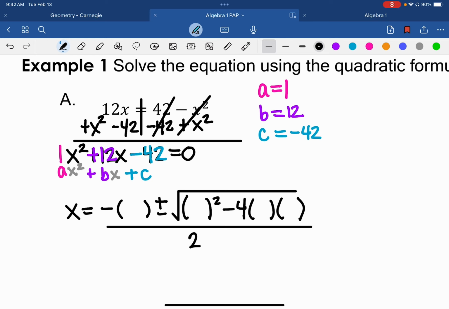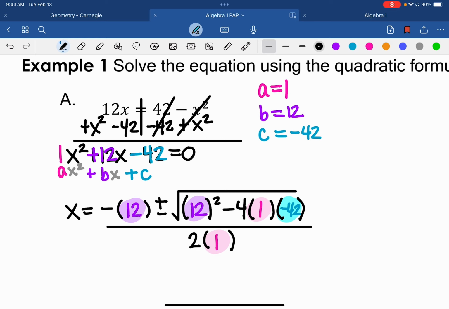Anytime I see an A, a B, or a C, I'm going to go ahead and put parentheses. Now, to help me even more, I could go back to the worked example and say that my A's go here, my B's should go there, and this is the only place to place my C. So now I know that this is 1 and this is 1, 12 and 12, and then negative 42.